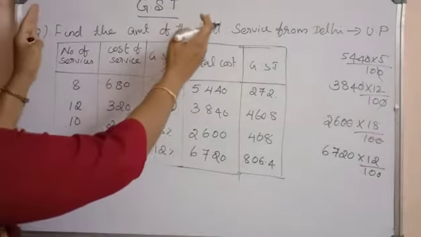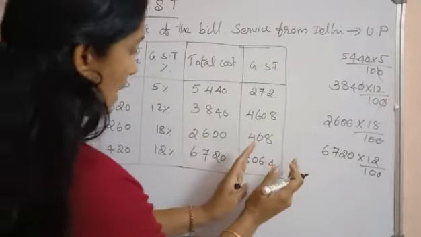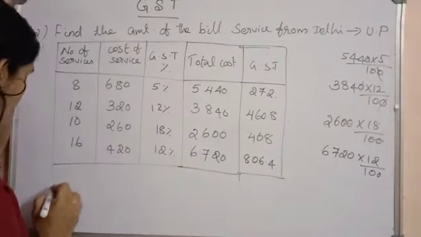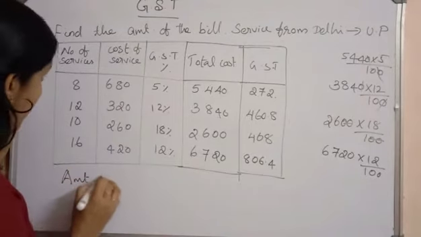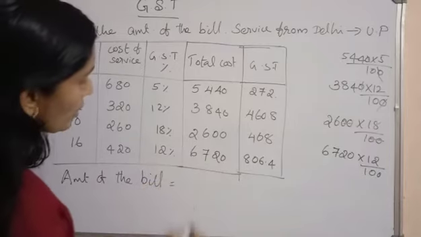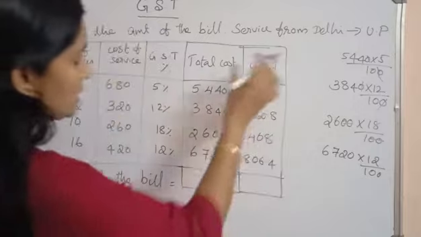The total tax for the last type of service is 806.4. Now to find the amount of the bill, as I have told you, we need to find the total cost as well as the total tax. When we add these two values, we will get the amount of the bill. So let's find that. Amount of the bill is equal to total cost. Here we need to find the total cost as well as total GST.